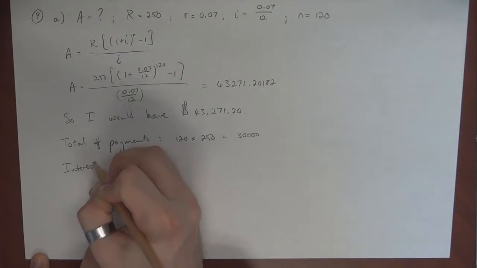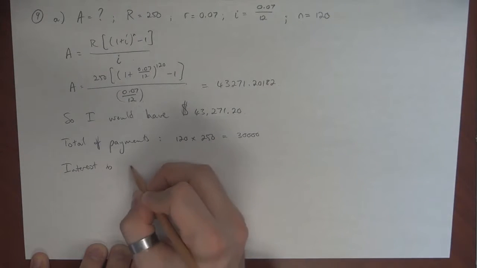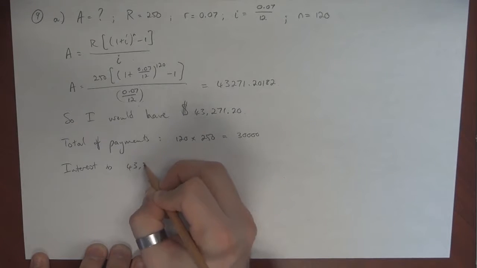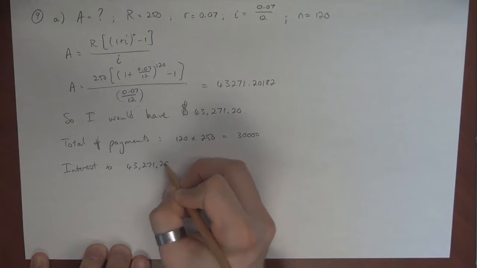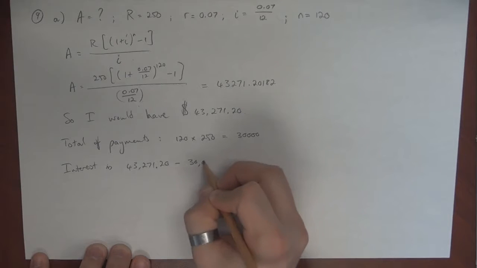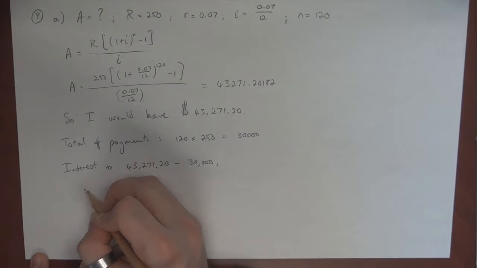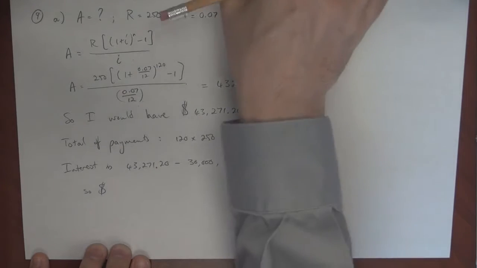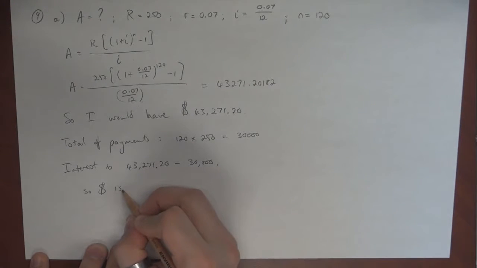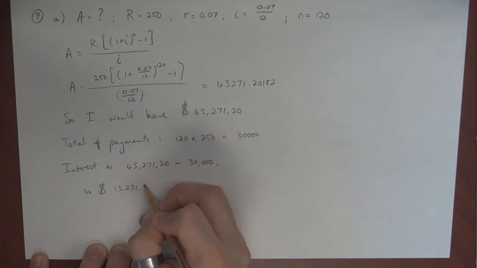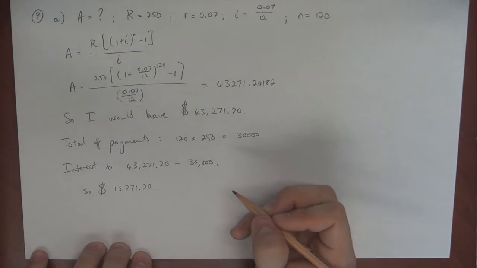So the interest is my end amount minus what I put in, so that's simply 13,271.20. Now let's look at the B question.